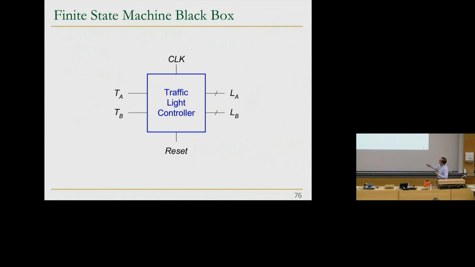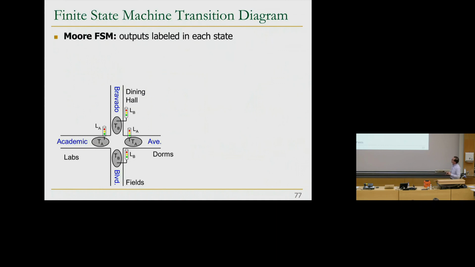So we have a clock and a reset signal. Reset signal basically determines which state your finite state machine starts at. And remember, these are the traffic light sensors. Do you have traffic on Avenue A? Do you have traffic on Avenue B? And what is the state of the light on Avenue A, what is the state of the light on Avenue B? Okay, these are the inputs, these are the outputs we're going to assume, and let's take a look.